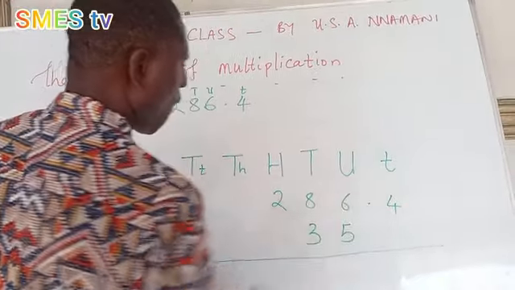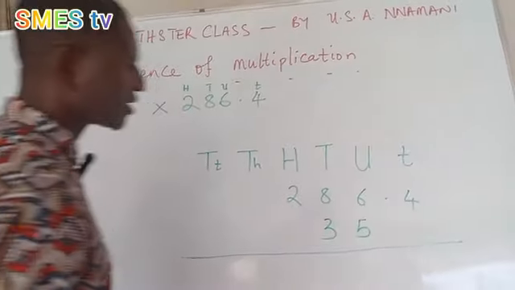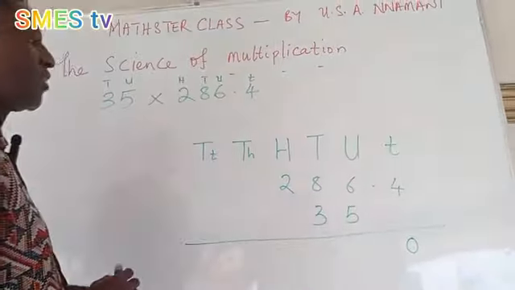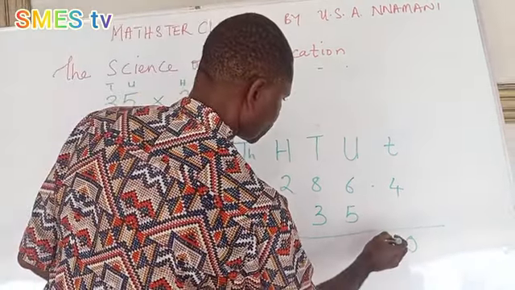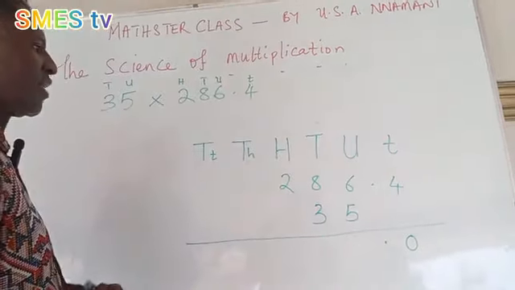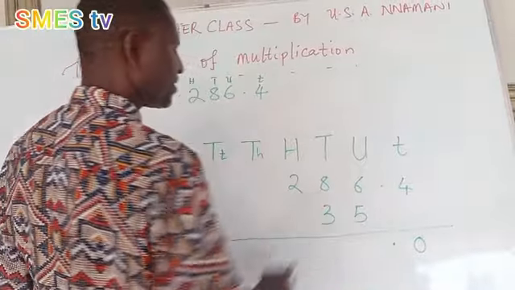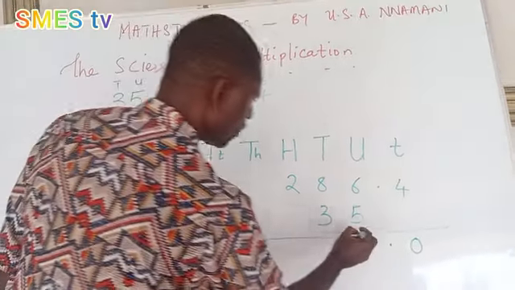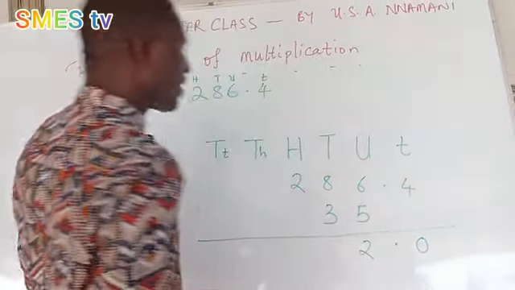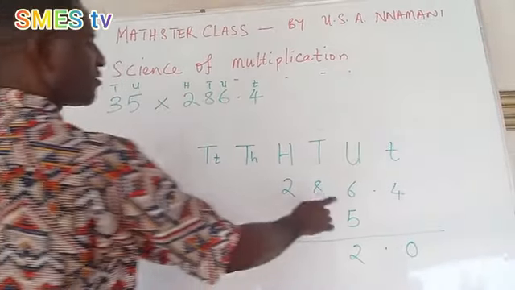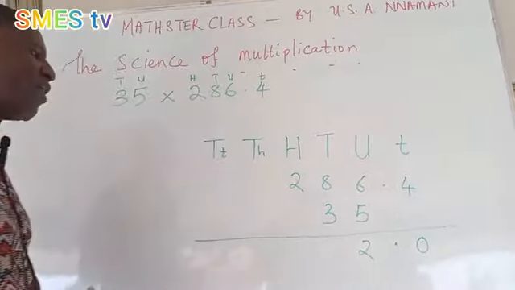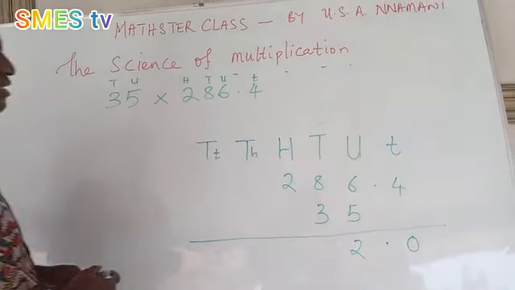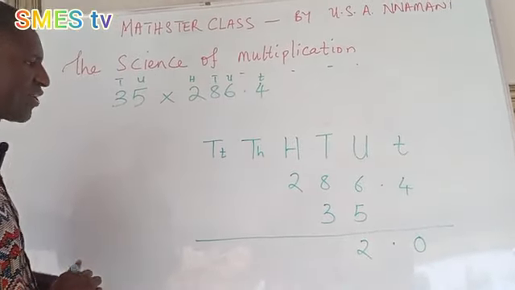5 times 4 would give us 20. So 0 here. Carry 2. Decimal points there. 5 times 6, 30. 30 plus 2, 32. So 2 under unit and we carry 3. 5 times 8, 40. 40 plus the 3, that is 43.